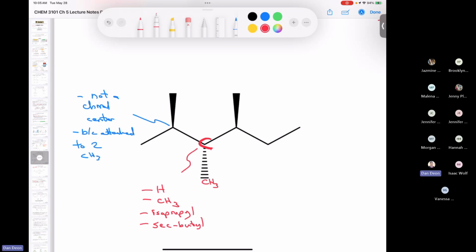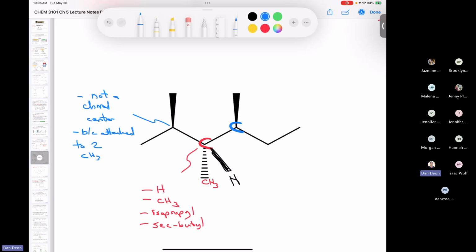Okay, the one in red is definitely a chiral carbon, right? 4 different groups, right? If I draw in the hydrogen, if I put this here, look, let's count. 1, that's a methyl. 2, that's a hydrogen. 3, that's an isopropyl. And 4, that's a sec-butyl. You look at the whole thing. Are those 4 different groups? Yes. So is that a chiral carbon? Yes, very much so.